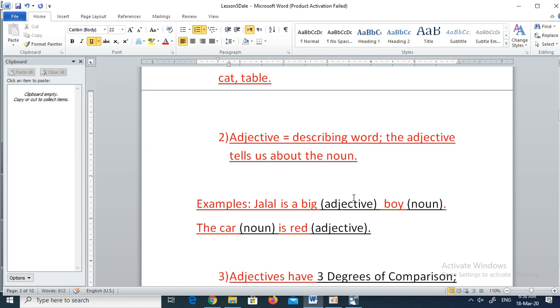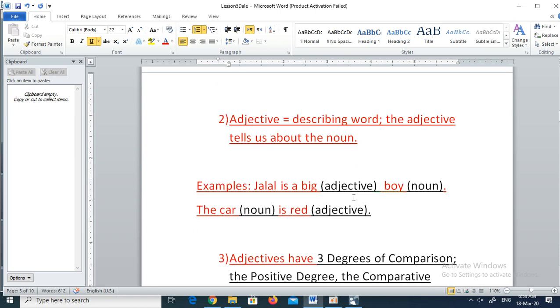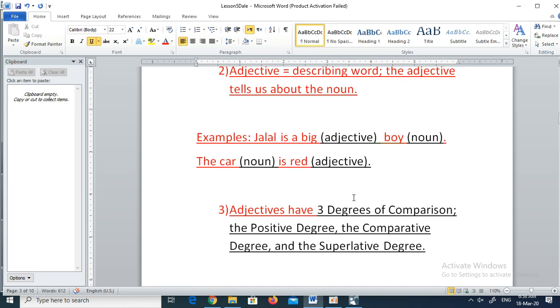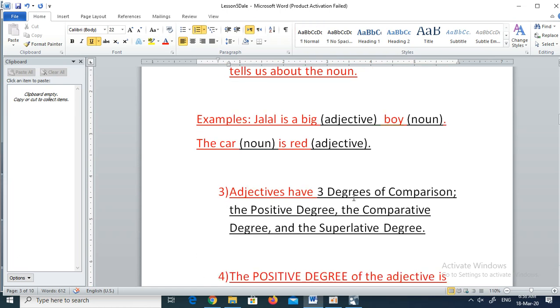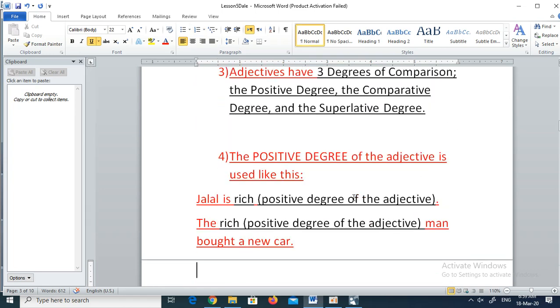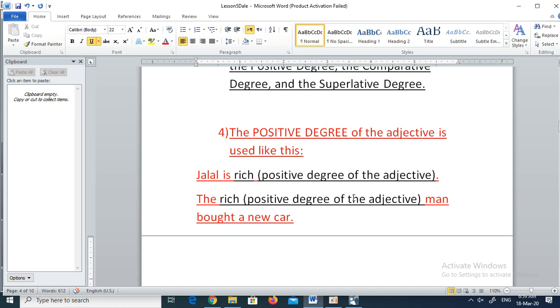Okay, adjectives have 3 degrees of comparison. Those 3 degrees are called the positive degree, the comparative degree, and the superlative degree. The positive degree of the adjective is used like this. Janelle is rich. Rich is the adjective, and it is in the positive degree.